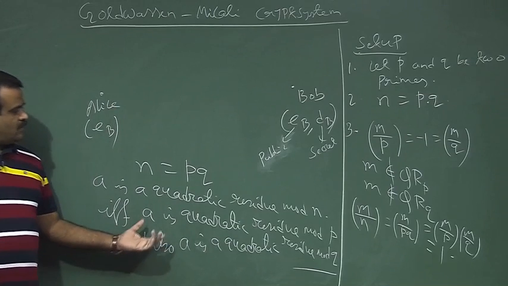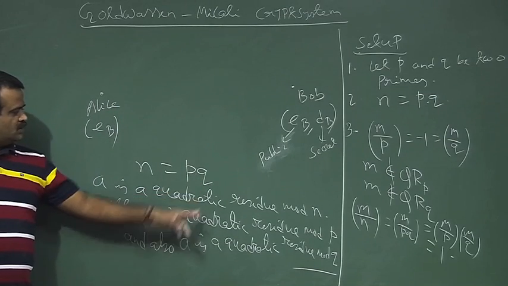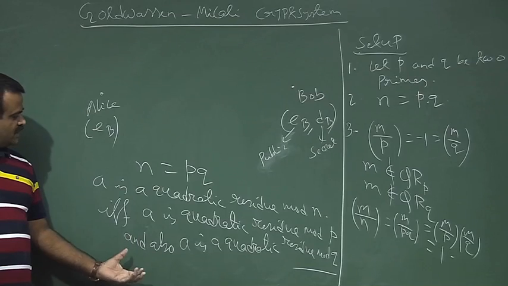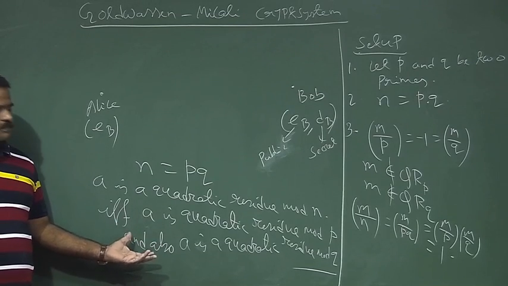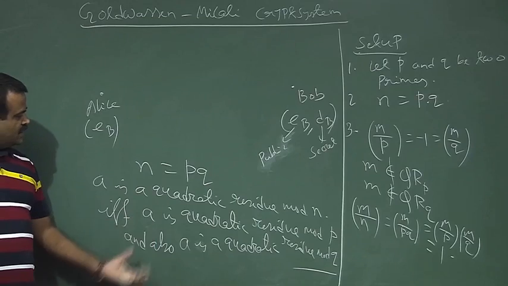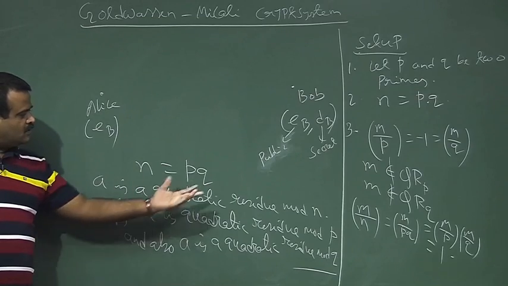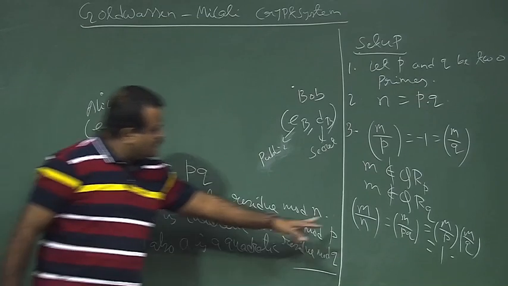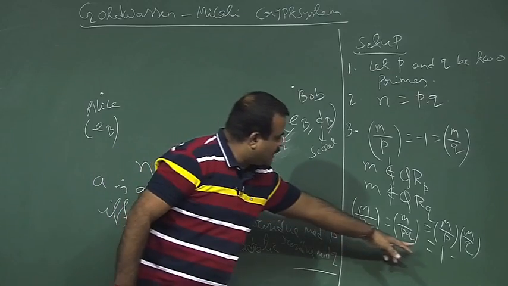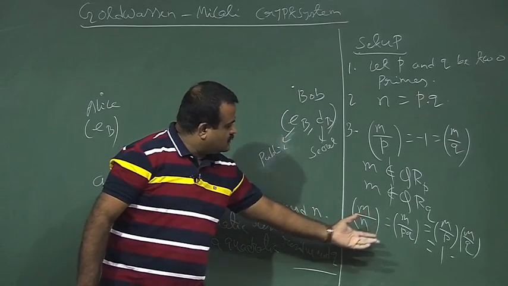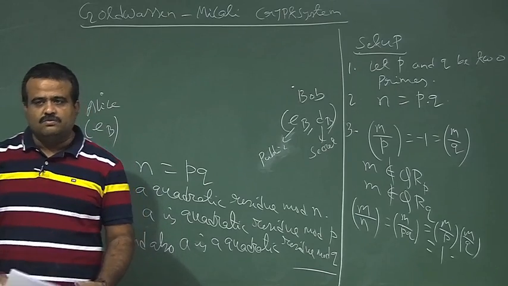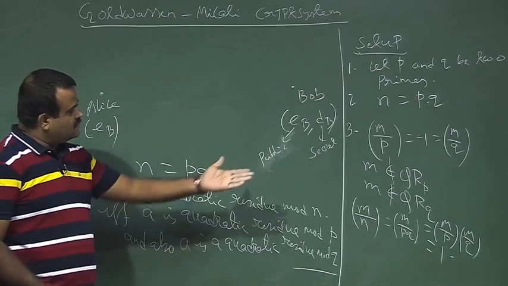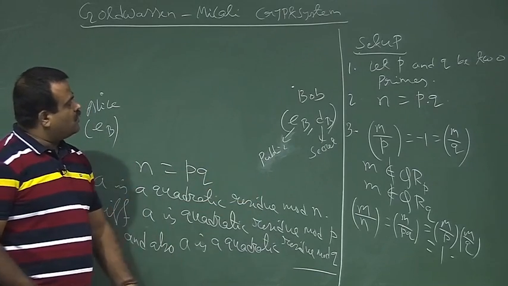So, if a is a quadratic residue modulo both these primes, then, because we know the definition of quadratic residue based on a prime modulo p or modulo q, we say a is a quadratic residue mod n. But by seeing this definition, this Jacobi symbol could tell us that a could be a quadratic residue mod n, which is not true, but it is.